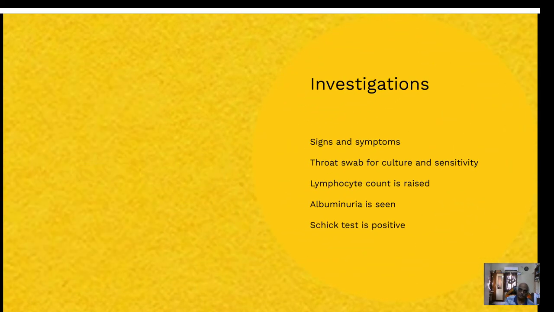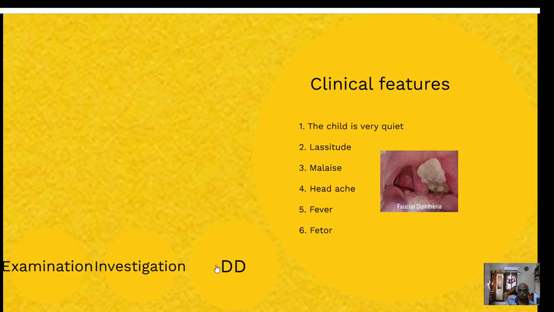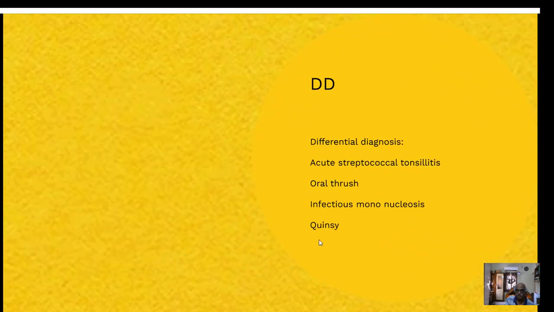So what are the investigations? You do a throat swab for culture and sensitivity. You can do a lymphocyte count, which you will find to be raised. Albuminuria can be seen. Schick test is positive in this child. Differential diagnosis: you will have to differentiate faucial diphtheria from acute streptococcal tonsillitis, from oral thrush, from infectious mononucleosis, from quinsy.